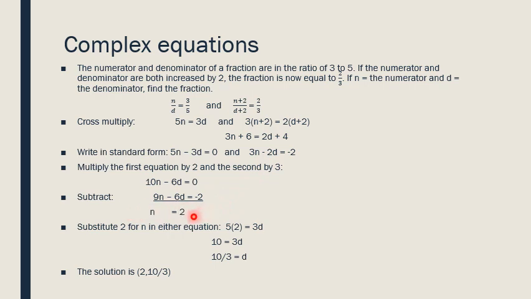Now that I've got them lined up and my 6d's match up nicely, they have the same sign, so again I'm going to be subtracting these. 10n minus 9n is n, negative 6d minus negative 6d would be plus 6d, and that cancels to 0, and 0 minus negative 2 is 0 plus 2, or n equals 2. Now I can use that 2 for n in either of the equations. 5 times 2 is 10. 10 equals 3d. Dividing by 3 gives me 10/3 for d. So the solution is 2 and 10/3.